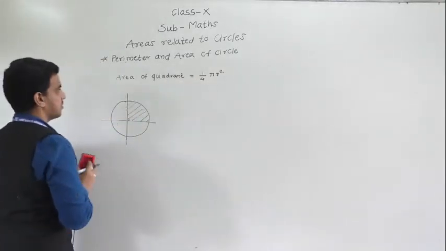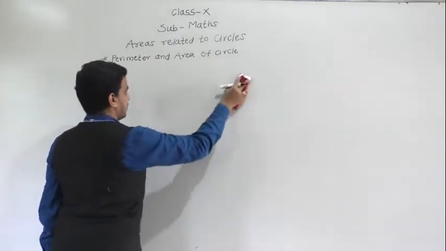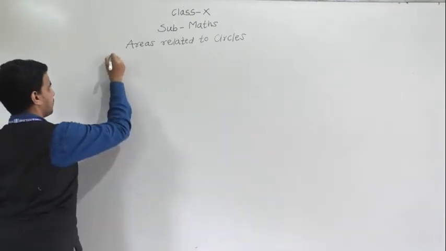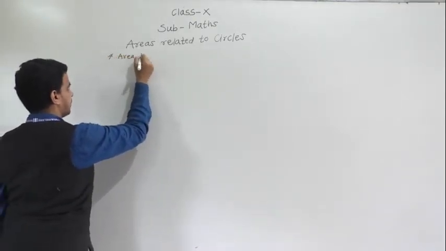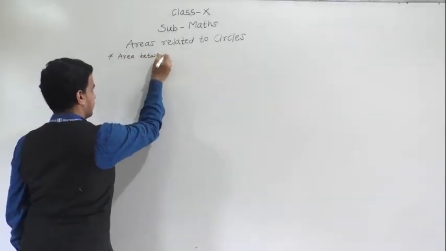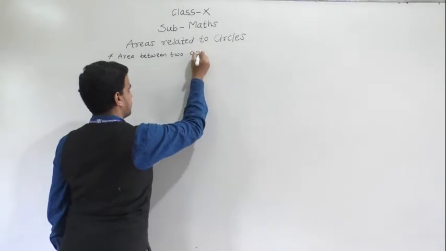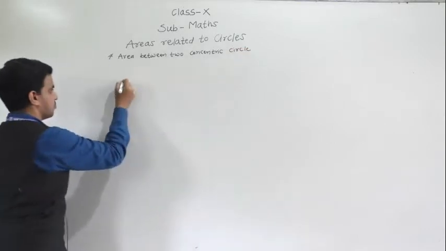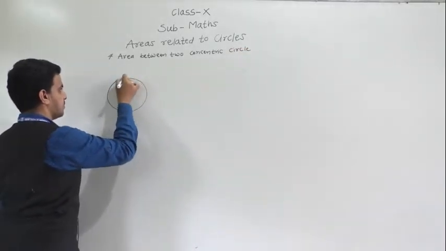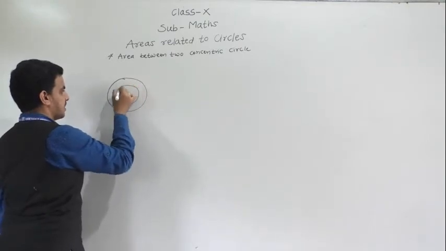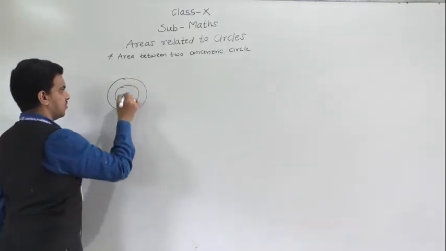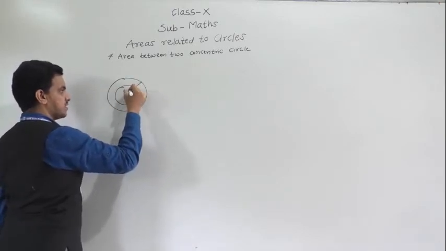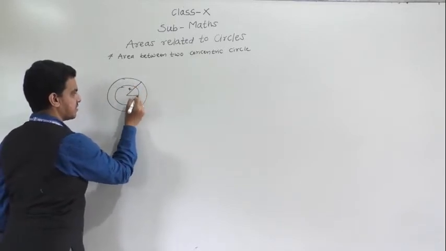The next point is the area between two concentric circles. Suppose these two are concentric circles. Concentric circles means the center is the same and the radii are different. This is the outer circle and this is the inner circle. The outer circle has radius capital R and the inner circle has radius small r.